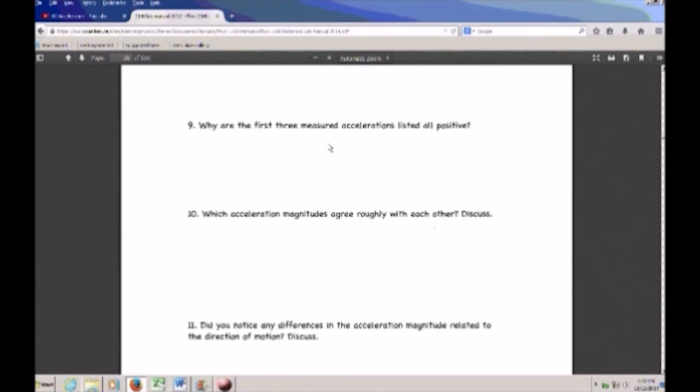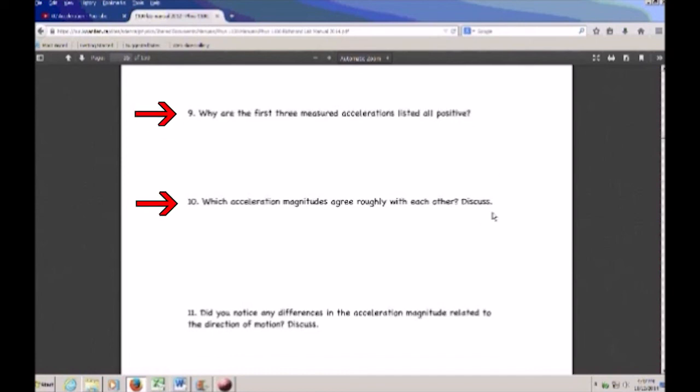Questions 9 and 10 are sort of related. Why are the first 3 measured accelerations listed all positive, and which acceleration magnitudes roughly agree with each other? I can't give you an answer for this, but what I will say is the thing to remember when you're trying to answer this is that we only had one fan. So all of our accelerations came from that one device. If you keep that in mind, it becomes a little easier to answer these questions.